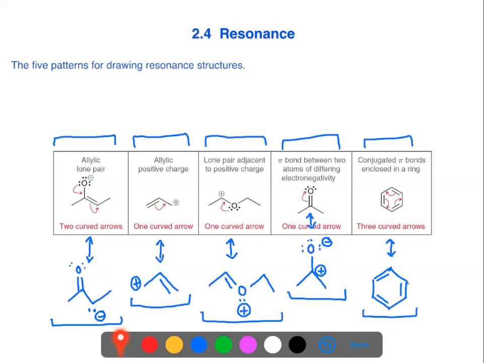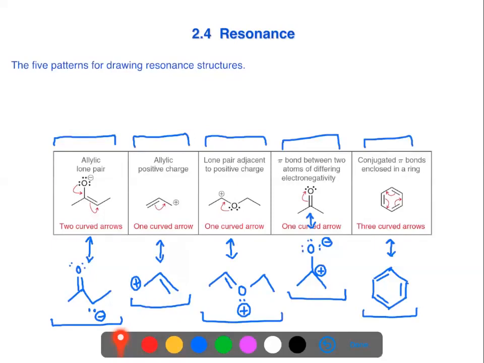So in summary, these are the 5 patterns for drawing resonance structures. And what's key to remember is that when we use curved arrows to move electrons, whether they be bonding pairs found in pi bonds or non-bonding pairs found on atoms like oxygen and nitrogen, we're simply spreading that electron density through the structure. And so we use resonance structures to depict that, because on their own, an individual resonance form doesn't describe the full picture of what that entity looks like in reality.